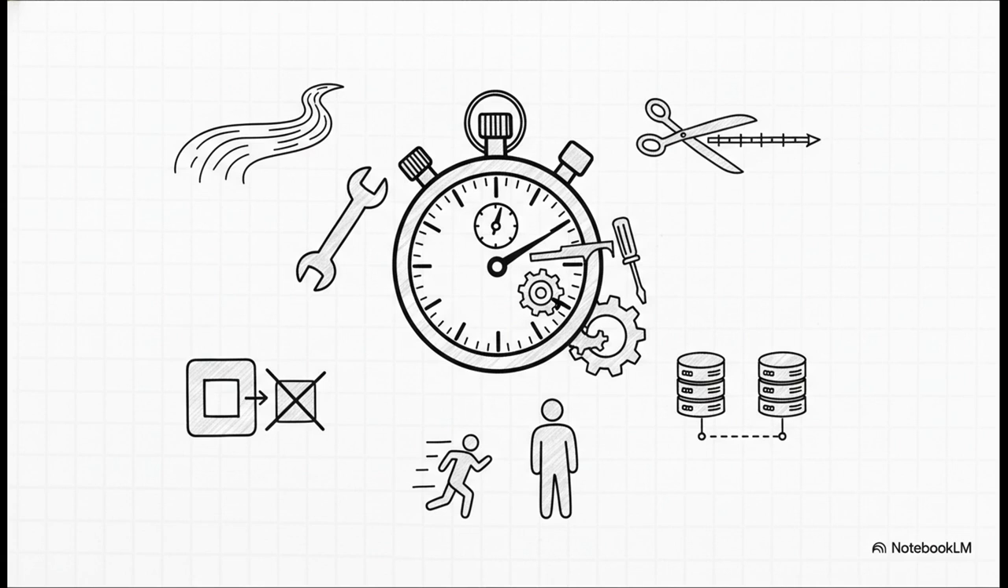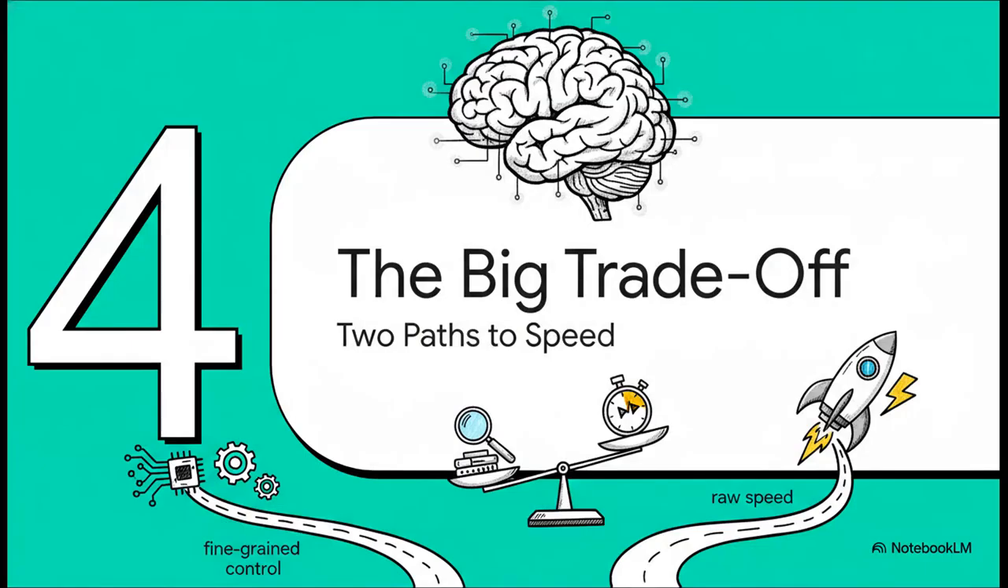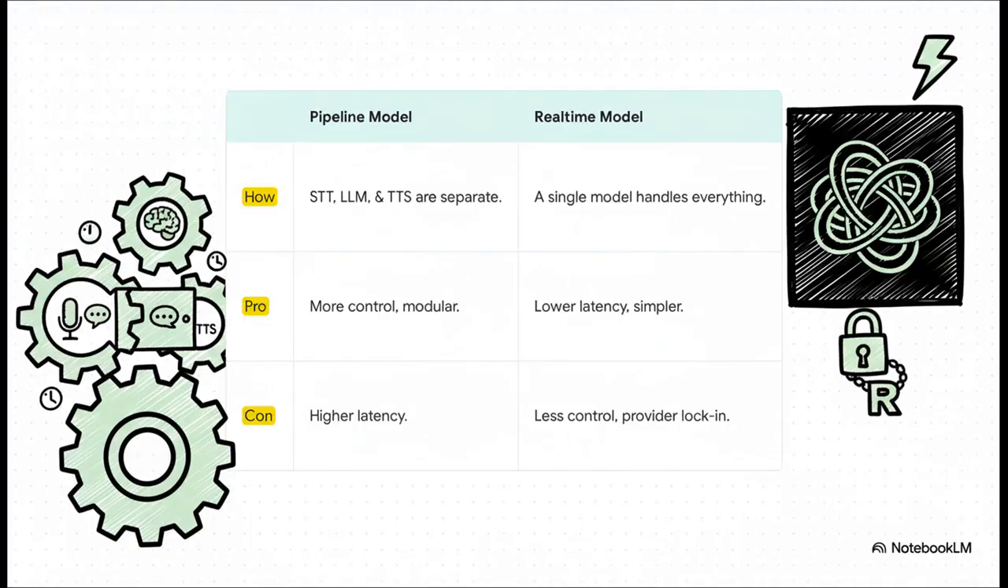Every little bit counts. Now, all of this leads us to a fundamental fork in the road when you're designing these systems. It really forces a big choice. Do you want more precise, fine-grained control over every single piece of the puzzle? Or are you willing to give some of that up for pure, raw speed? On one path, you have the pipeline model that we've been talking about. It's modular, you can swap parts in and out, you can see what's happening at each step. The big downside, though, is that coordinating between all those separate pieces adds latency.